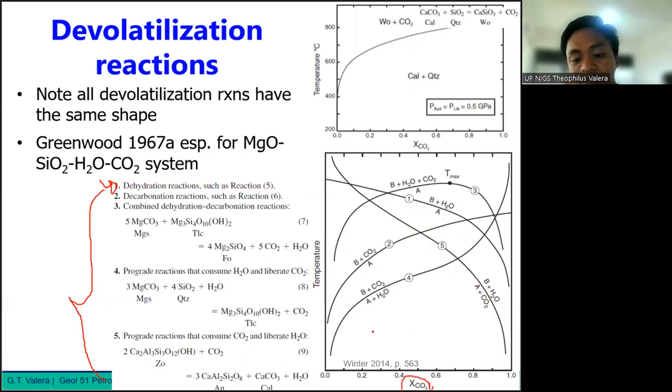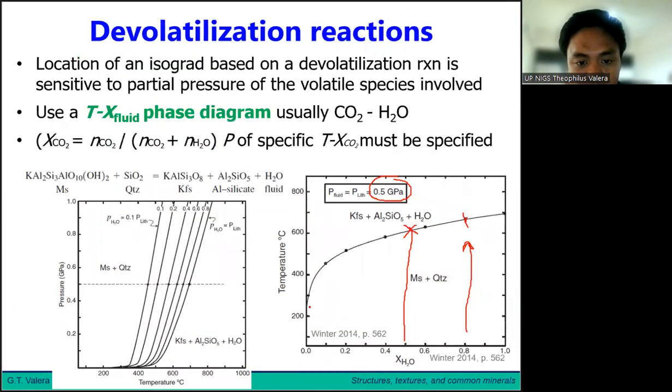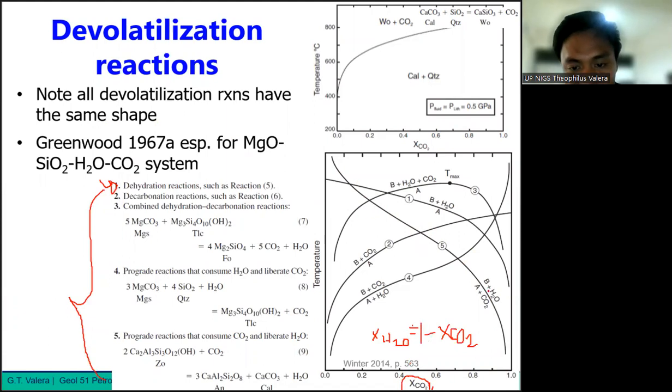XCO2 is the reverse of XH2O. So XH2O, you can think of it as the reverse of 1 minus XCO2. The reverse. So for example, the higher the carbon dioxide in the interstices, the less water you have. So ganun siya. So for example, itong kung papansinin nyo, yung curve natin kanina, it looks like this because it's XH2O. Pero if it's XCO2, the shape reverses. So type 5. Yeah, type 5.